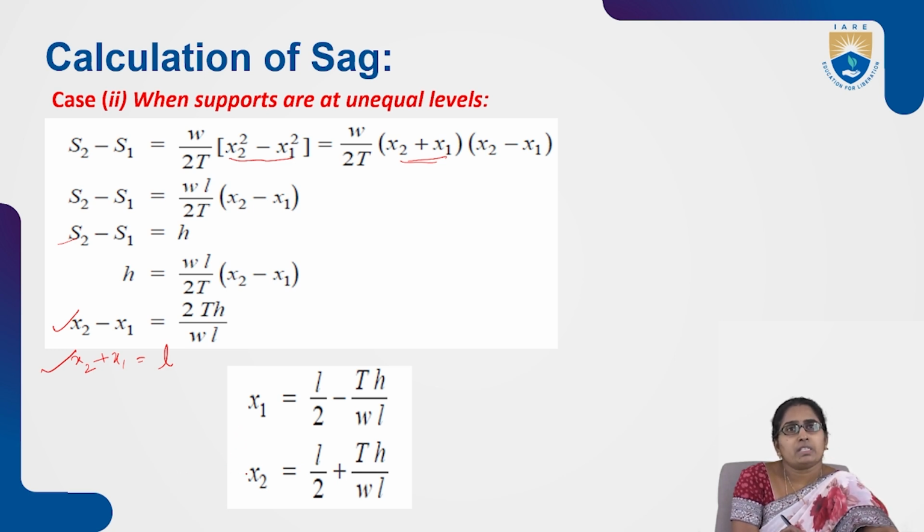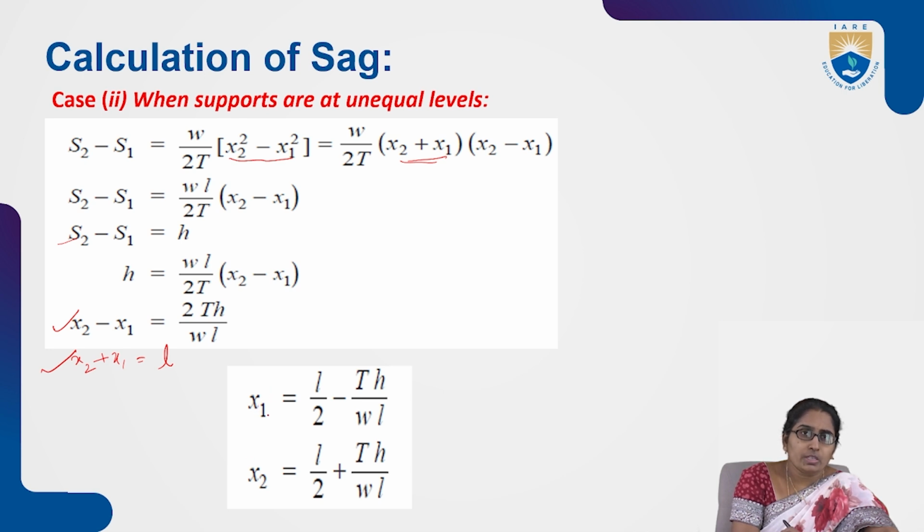The expressions for x1 and x2 are given as: x1 is equal to L by 2 minus TH by WL, and x2 is equal to L by 2 plus TH by WL. So that is how, when supports are at unequal heights, the x1 and x2 values are calculated. We will have problems also based on this sag and tension concept. Later we'll see the problems.